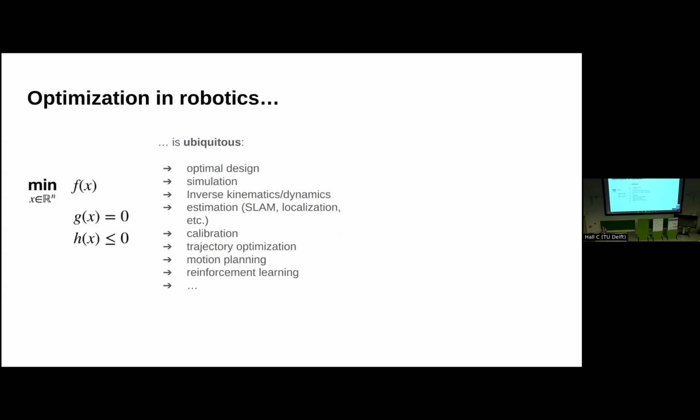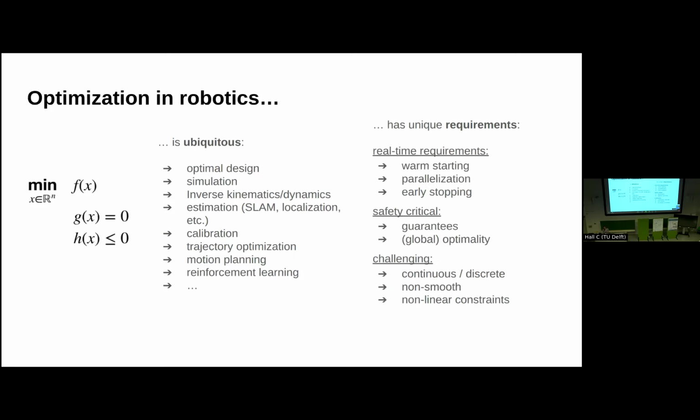All right, so we created this workshop as a response to a lot of cool progress on optimization in robotics. Indeed, you all know optimization is everywhere in robotics, from optimal design to simulation, IK, estimation, calibration, trajectory optimization, motion planning, and recently reinforcement learning.